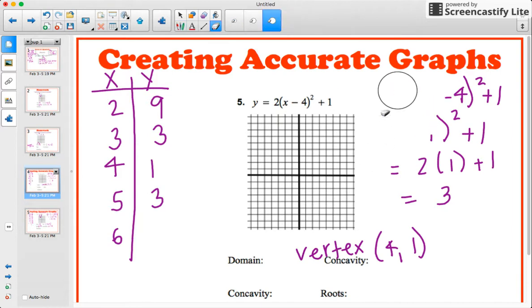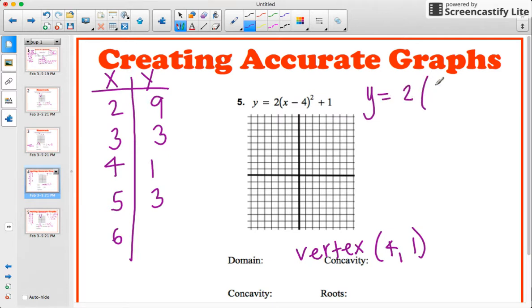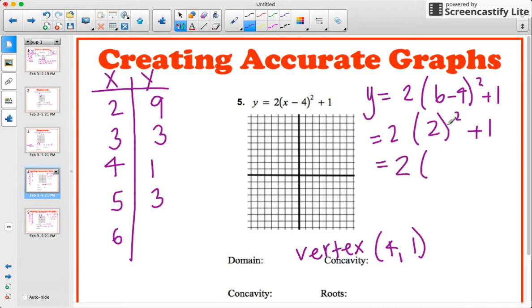Last value before we can plot our points. y equals 2 times (6 minus 4) squared plus 1. 6 minus 4 is 2 squared plus 1. 2 times 2 is 4. 2 times 4 is 8, plus 1, which gives me a 9 value here.